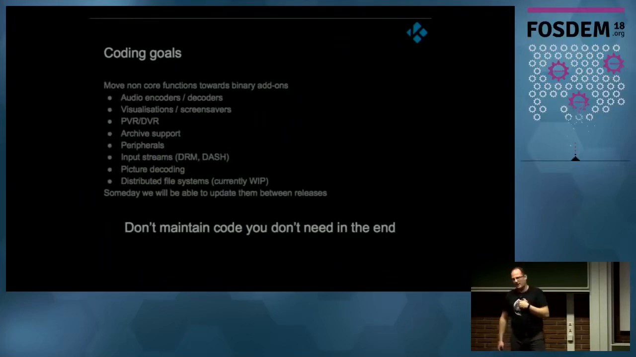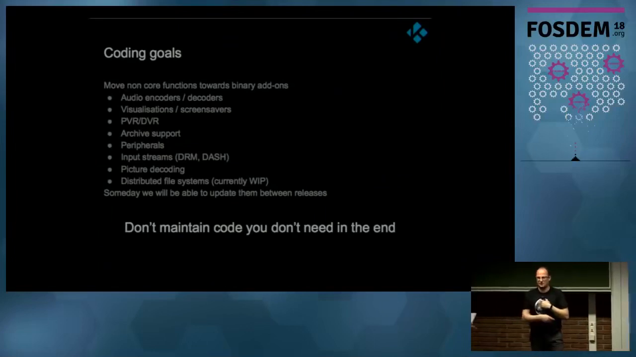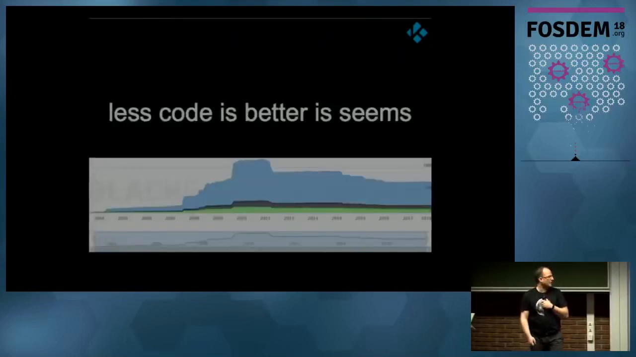So also binary add-ons. We are moving a lot from core to add-ons, because in the end the goal is to distribute them through our repository, and you just run version 18 and you get a new sampler library, new visualizations and all that, picture decoding. When the raw library updates for the new picture formats, you don't have to install a new version of Kodi, you just get the update.